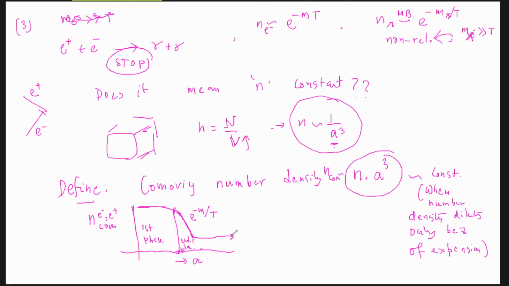And this density is called the n freeze-out density. Freeze out means it was going down and suddenly it froze and remains constant. When n co-moving is constant, that means annihilation has stopped, the particle physics process has stopped, and only the co-moving density is constant. That means the actual density is just falling off as 1 by a cube. Clear? Yes, sir.